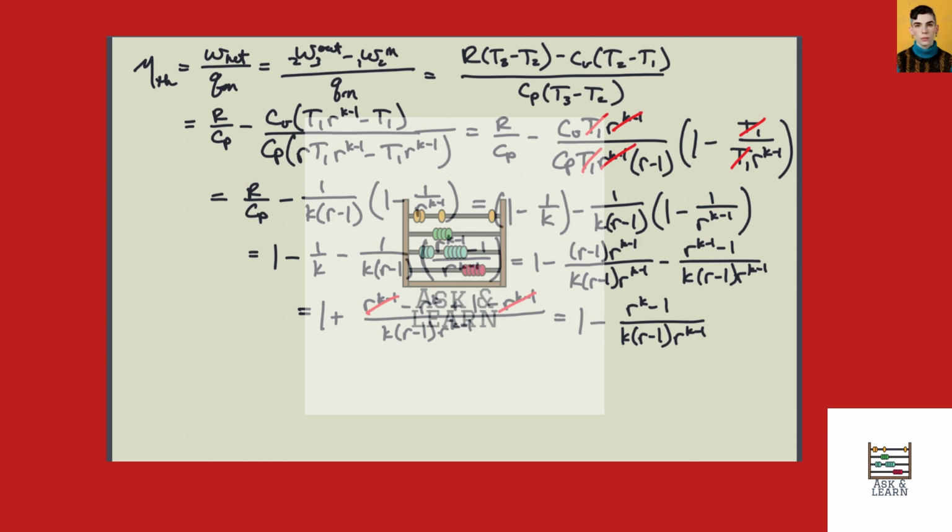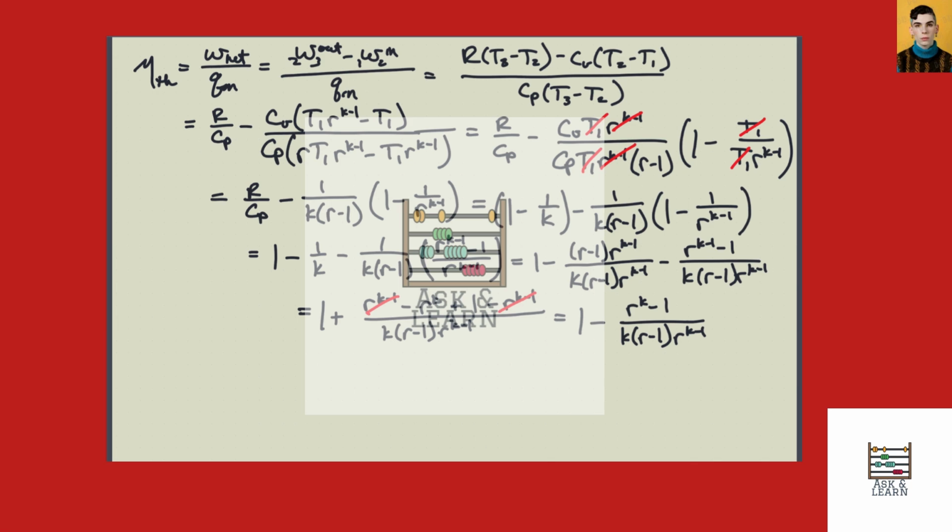And so we wind up with this expression here, which is nice, but we can do a little bit more to it. We can figure out R over Cp in terms of k, and that is 1 minus 1 over k. So that's R over Cp. And then we can do a little bit of factoring on this guy here. We can get a common denominator here, and then a common denominator between these terms.